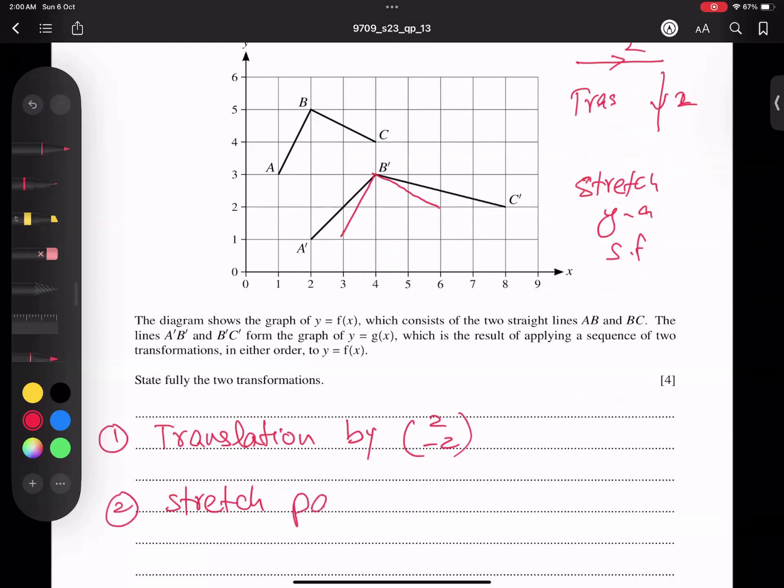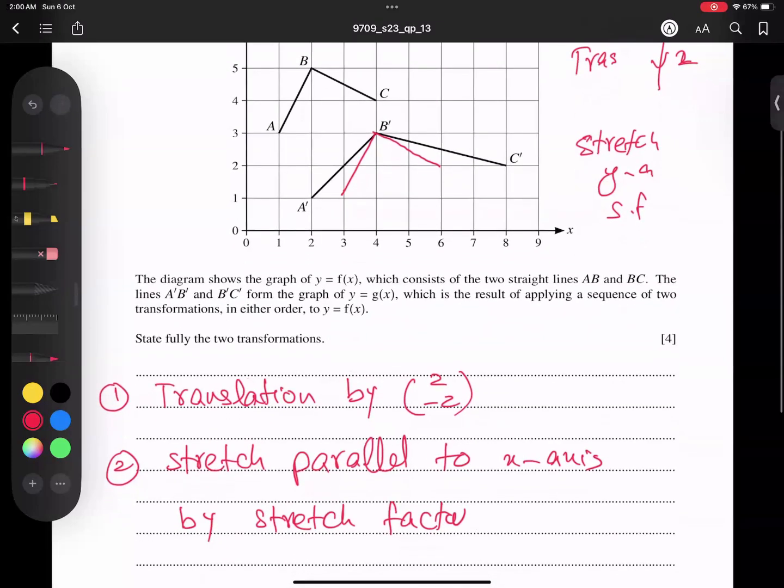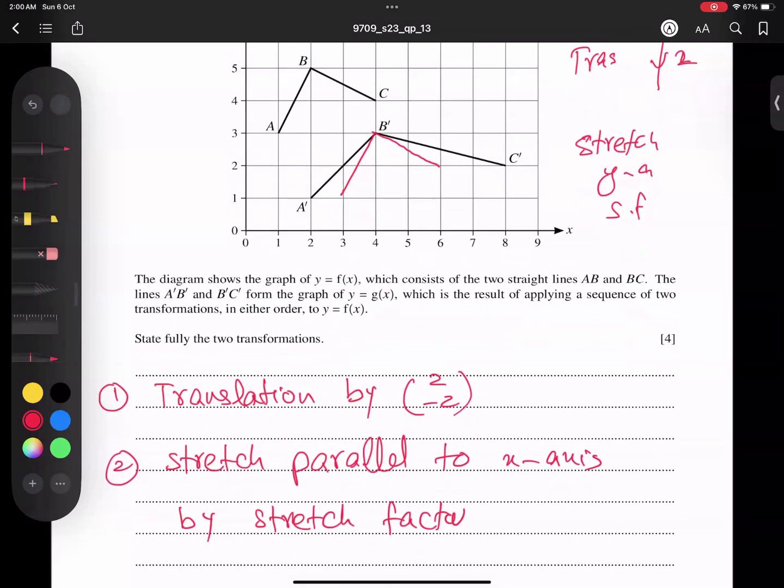So what I can say is a stretch parallel to the y-axis, parallel to the x-axis, by a stretch factor. So what is the stretch factor? Let's try to do it. Stretch factor, what is the possibility?